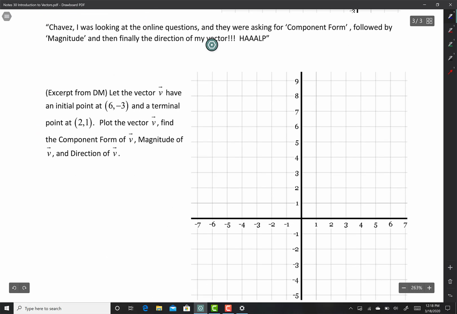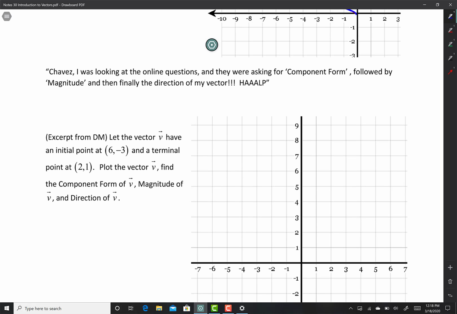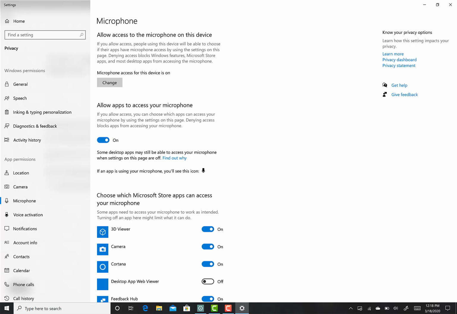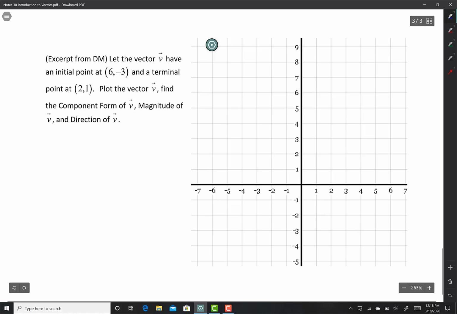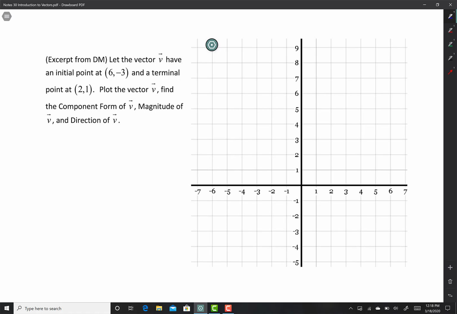Sorry, guys. And then, Chavez, I was looking at the online question, and they were asking for component form, followed by magnitude, and then finally the direction of the vector. Help. All right, so this is an excerpt from Delta Math, and it says I have an initial point at 6, negative 3, and a terminal point at 2, 1. So you can already see you're moving left and you're moving up. So here's how that vector looks.